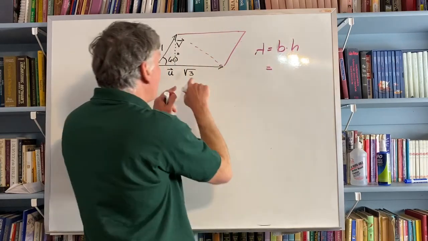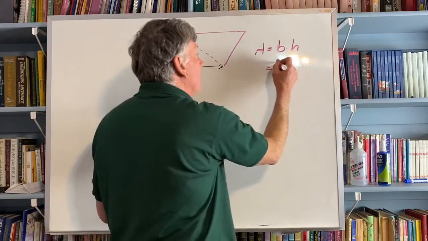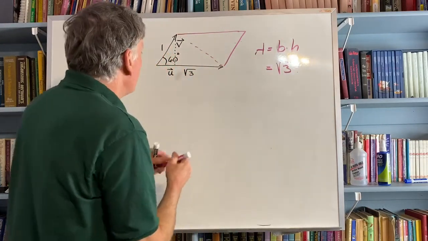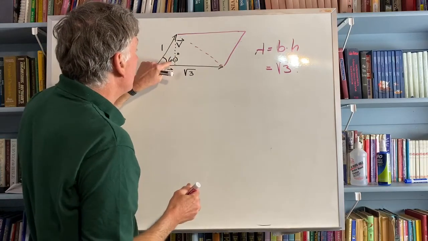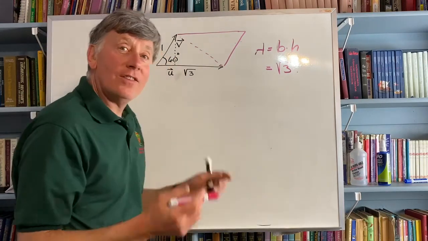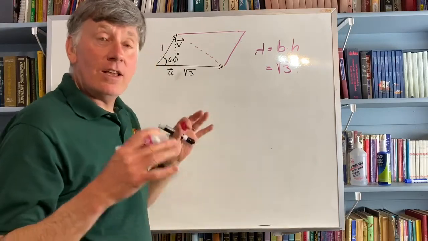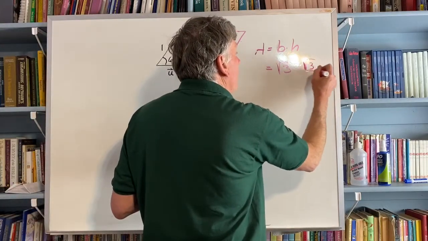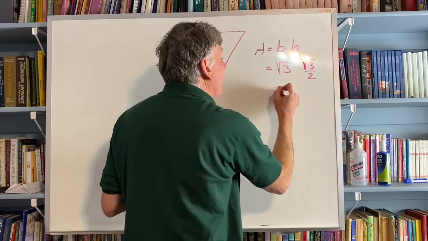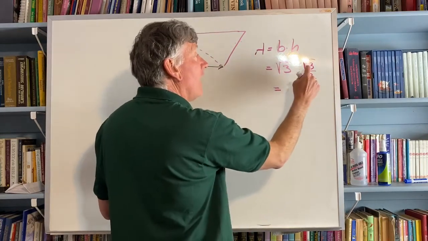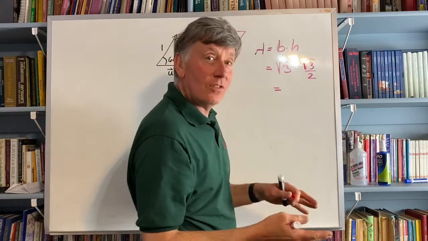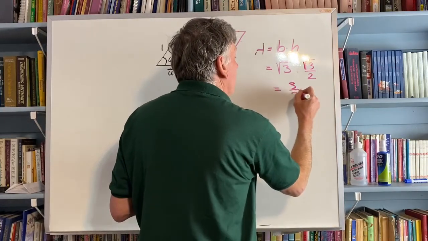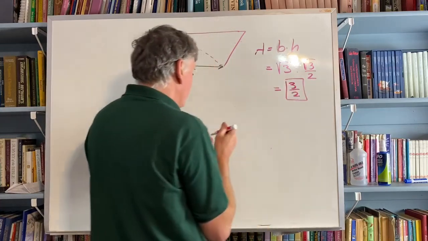In this case, my base is square root 3, and my height is going to be the sine of 60 degrees times 1. The sine of 60 degrees, go back to your flashcards, is square root 3 over 2. So my area is going to be square root of 3 times square root of 3 over 2, which is 3 divided by 2. Now watch.